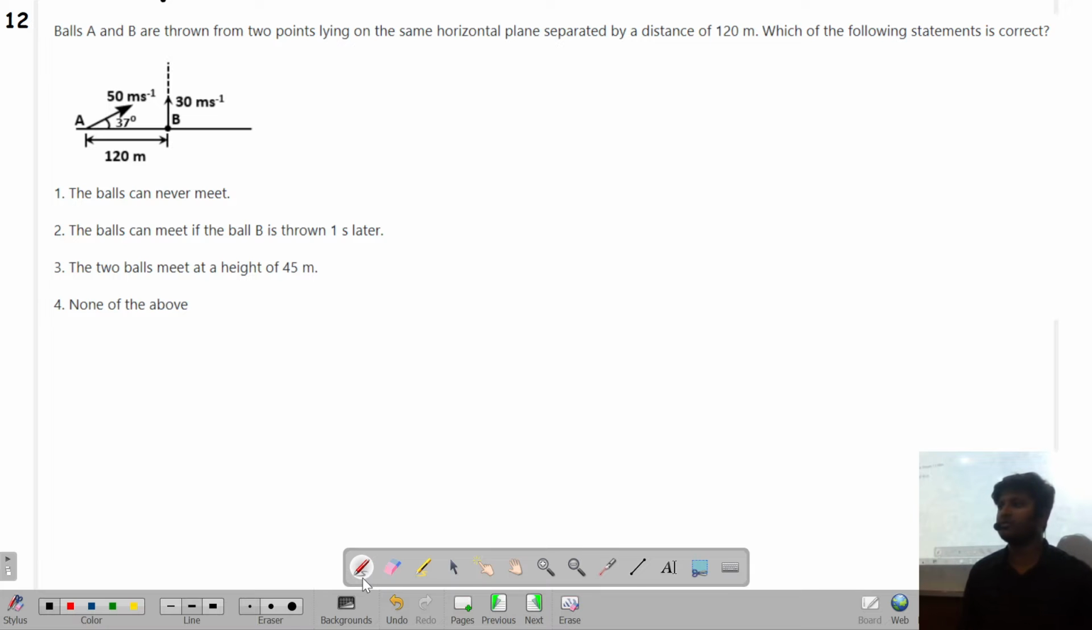Okay. Do this problem. What is it saying? Balls A and B are thrown from 2 points lying on the same horizontal plane, separated by a distance of 120 meters. Which of the following statements are correct and incorrect? Okay, so here it is only saying about correct. So look over here. How will I do it? Tell me, what should be the condition, by looking at the question itself?